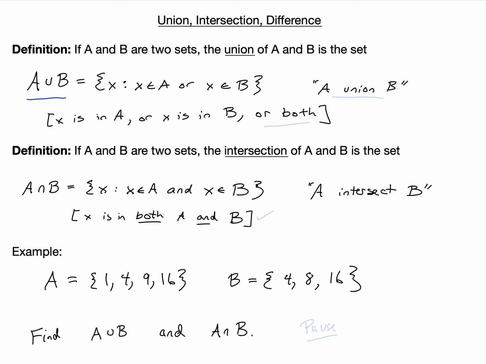This is inclusive or, meaning that X is in A or X is in B or X is in both A and B. So this is inclusive. And it's read out loud as A union B.